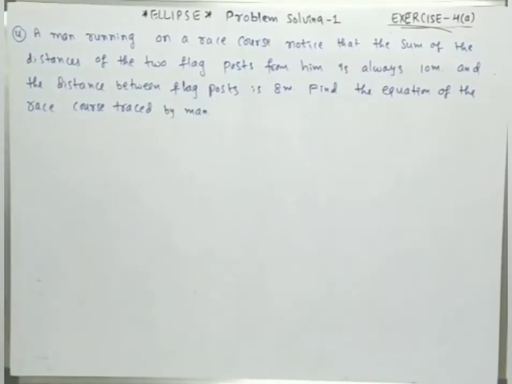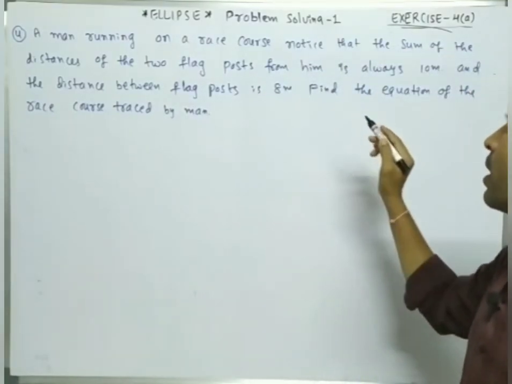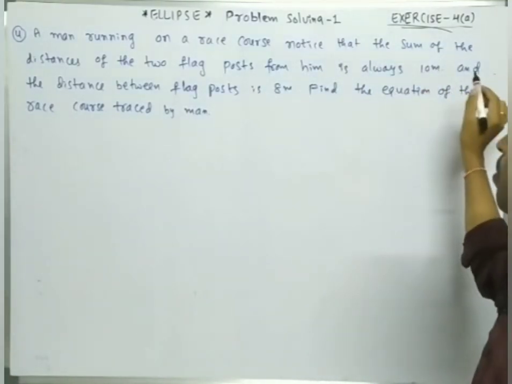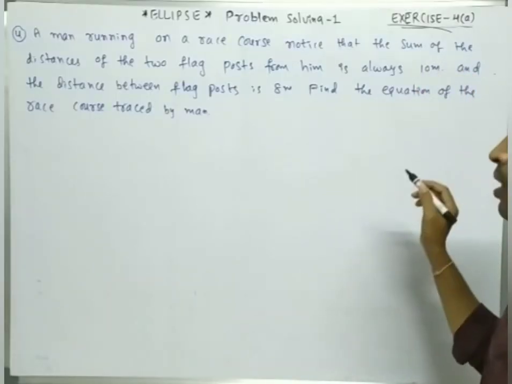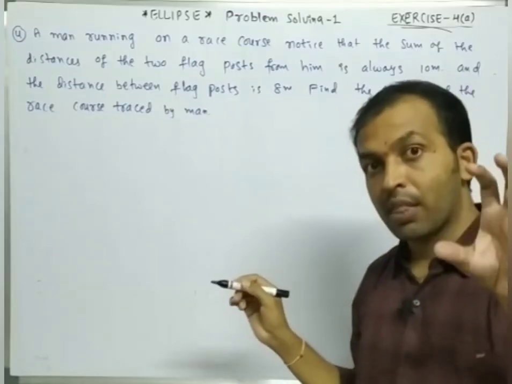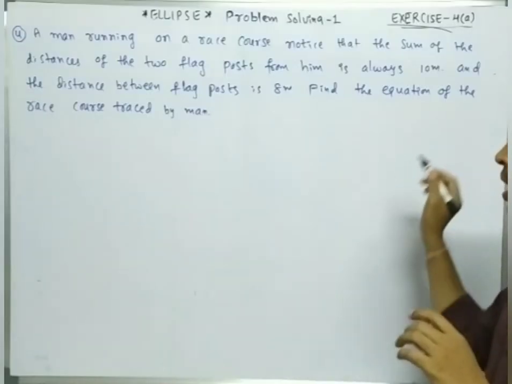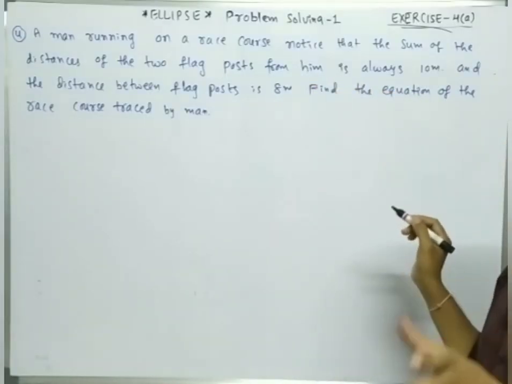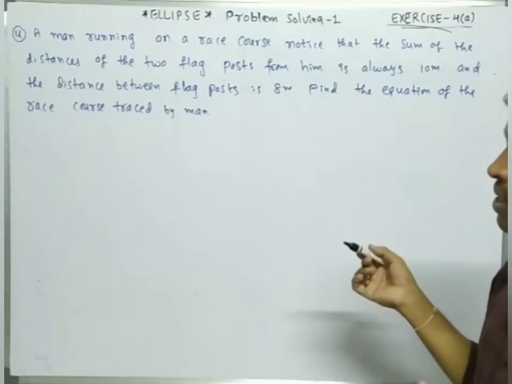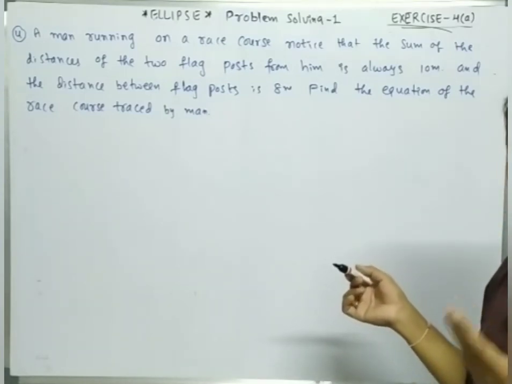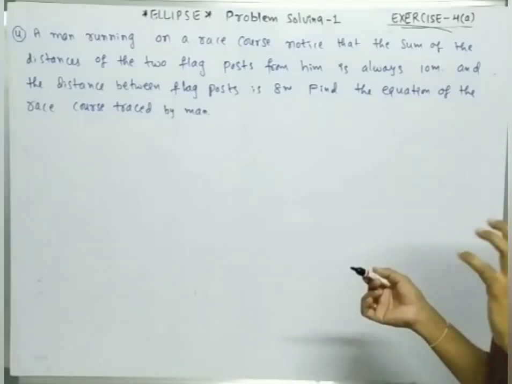This is an application type problem, an interesting problem. That is, a man running on a race course noticed that the sum of the distances of the two flag posts from him is always 10 meters. So this concept I explained while explaining the definition of the ellipse. The definition is only given here. Nowhere is the ellipse mentioned. If the problem is given in the question paper, we will not understand whether it is from an ellipse or hyperbola or parabola. Okay, so understanding the concept of the chapter is very important.